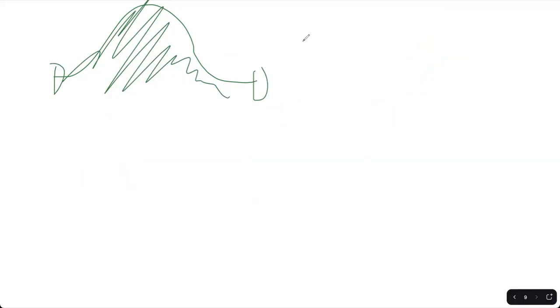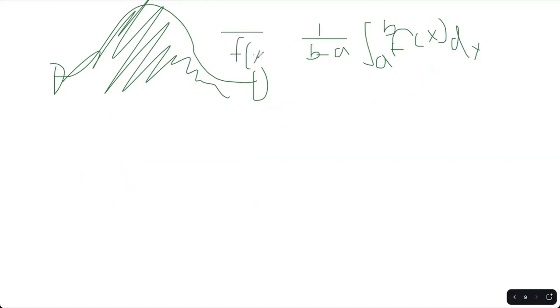So the formula for the mean value is going to be 1 over b minus a times the integral of f of x dx. Integral from a to b, it's a definite integral. So that's the mean value. You say it's the average value of f of x. So that's what you would call the mean value. You can find it for any function, and you're going to get the average value of that function over time.